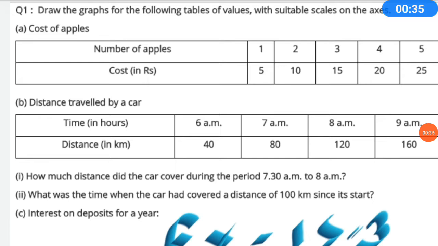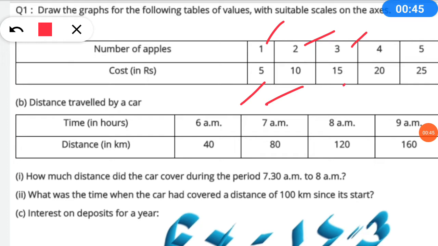So here is the first, cost of an apple is given. What is the cost of an apple we are having? Number of apples, that means one apple costs rupees 5, 2 apples cost rupees 10, 3 apples cost rupees 15, 4 apples cost rupees 20 and 5 apples cost rupees 25. So you just have to plot a graph between the number of apples and the cost of the apples.